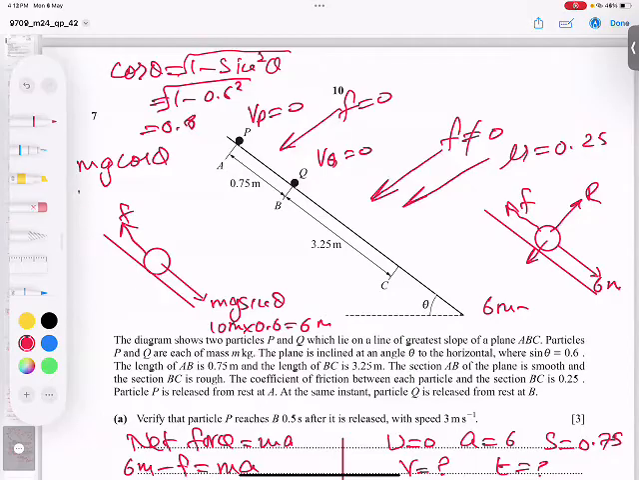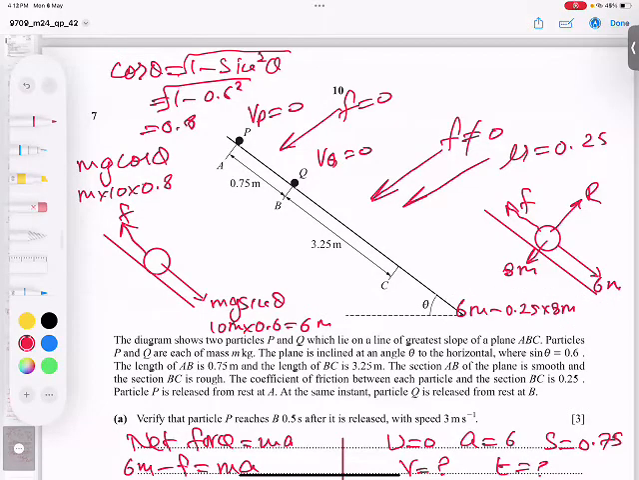So mg is 10, and cos theta is 0.8. What is it giving us, students? It gives 8m. Let me check once again. Yes, 8m. So R is coming to 8m. But what is the friction force? F is called mu R, so 0.25 into 8m. Okay, students, this is the net force I'm writing here.